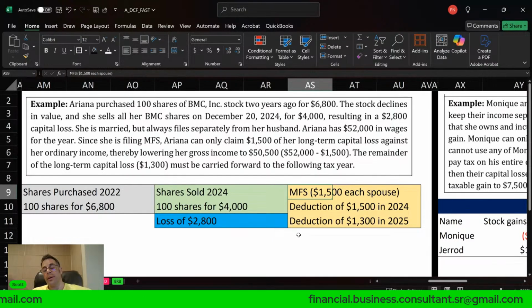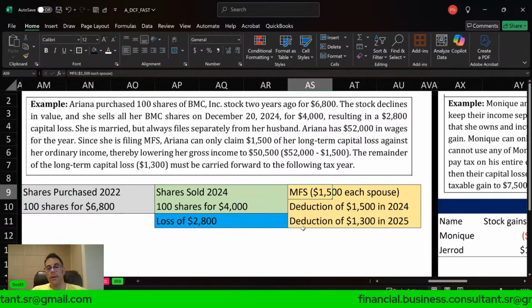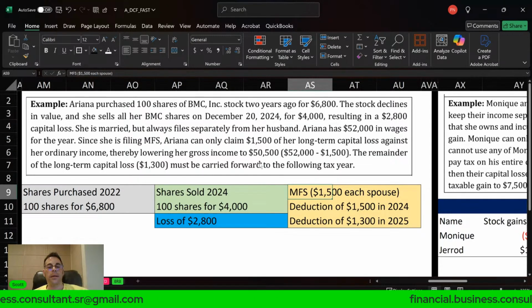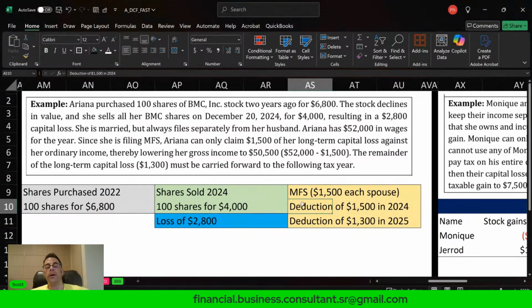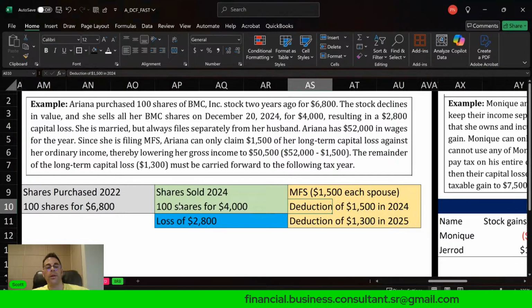If you're married filing jointly, which is what me and my wife do, then it's $3,000 total. So I can use all $3,000, or she can use all $3,000, or we can use part of it each. I can use $2,000. She can use $1,000. But when you're married filing separately, it's cut off at $1,500 each. So that means that she deducts $1,500 from her income in 2024, and then $1,300 in 2025. She can't do all $2,800 this year.